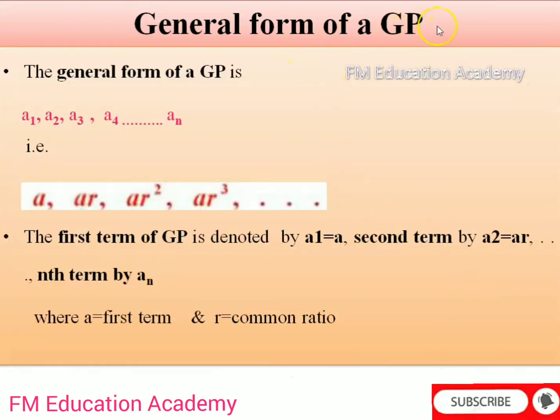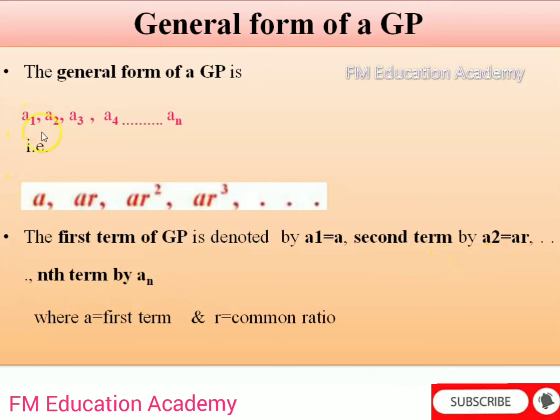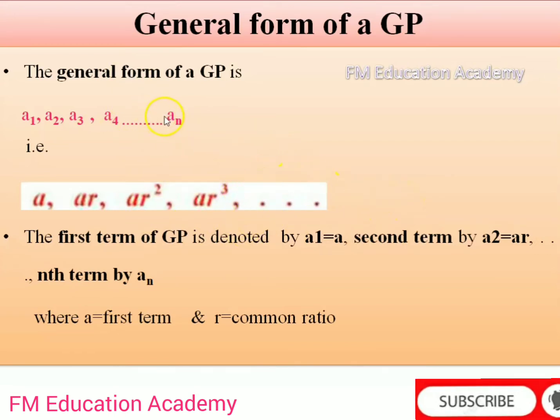Now, what is the general form of a GP? a1, a2, a3, a4 up to an. That is, a1 is the first term, a2 is the second term, a3 is the third term, a4 is the fourth term, and an is the nth term. We know a1 equals a is always the first term, a2 equals ar is the second term, a3 equals ar squared is the third term, a4 equals ar cubed is the fourth term. Similarly, a5 will be ar to the power 4, the fifth term, and so on. And similarly, the nth term will be an. Now, what is r here? r is called the common ratio. We found it just now.